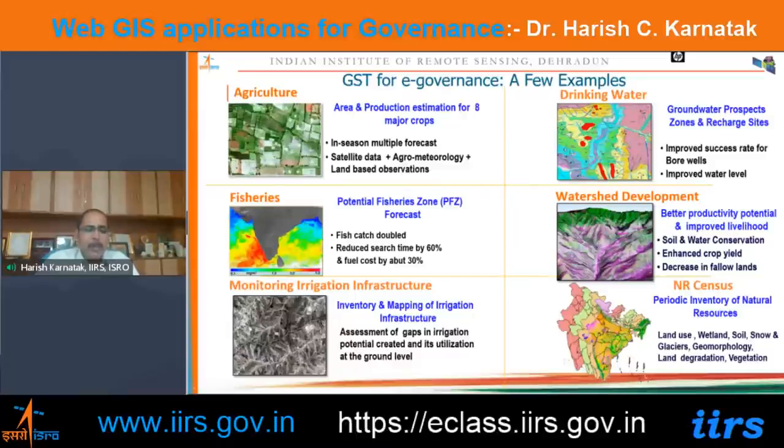It is like, suppose the central government or state government is funding an infrastructure, irrigation infrastructure development program, so they can monitor these activities on the fly on top of the satellite imagery and the maps. And if they use time series satellite imagery, they can also monitor the progress of a particular project. Here we have successfully implemented this program called the AIPP, that is, assessment of gaps in irrigation potential created and stabilized at the ground levels.